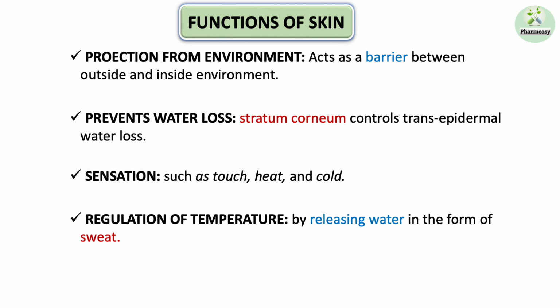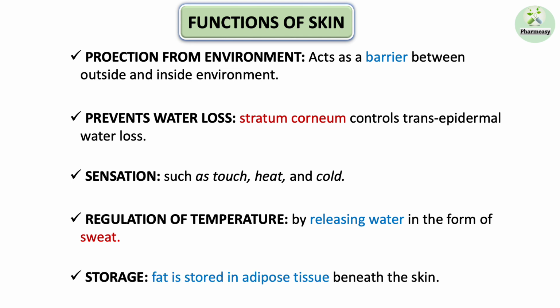Sweat glands secrete water from the body in form of sweat that reduces the body temperature. Last function of skin is storage. Fat is stored in adipose tissue in the hypodermis area and it also regulates the body temperature.